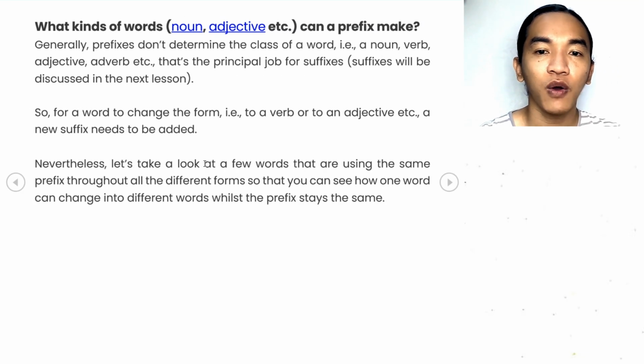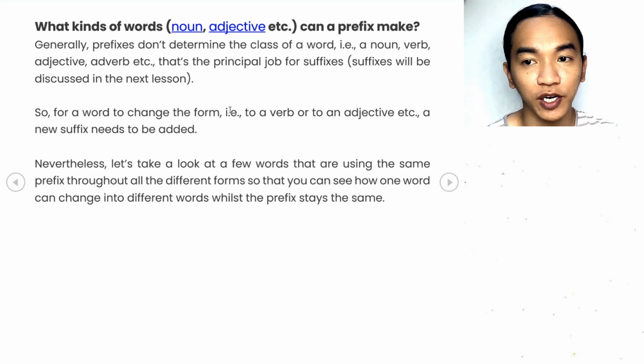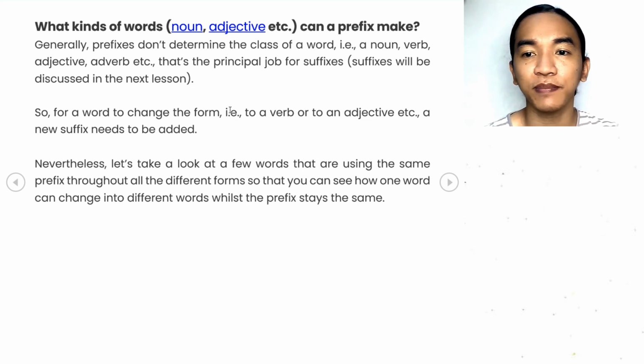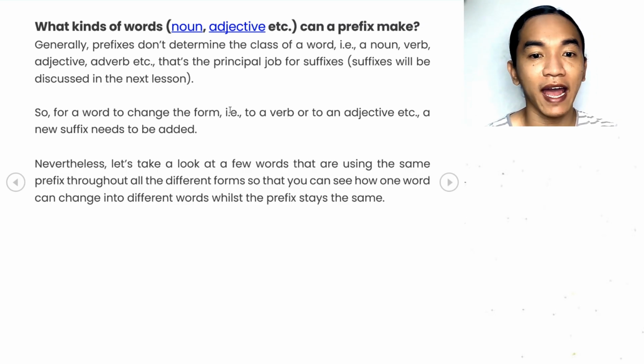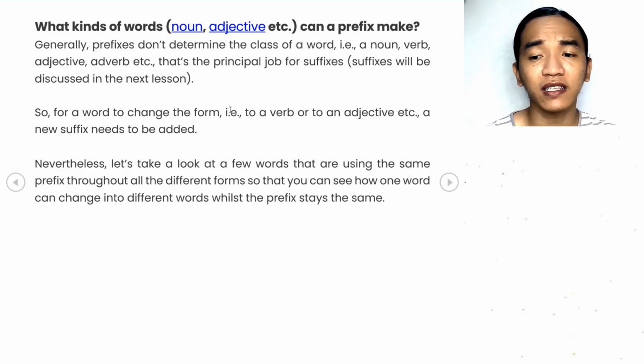Okay. Now, what kinds of words can prefixes make? So generally, prefixes don't determine a class of word. Okay, so commonly, not a noun, verb, adjective, adverb. That's a principal job of suffixes. So remember, prefixes don't actually change a lot of the word category or form. So it's more of the suffixes. So for a word to change its form to a verb or to an adjective, a new suffix needs to be added. So we also add a suffix to that.